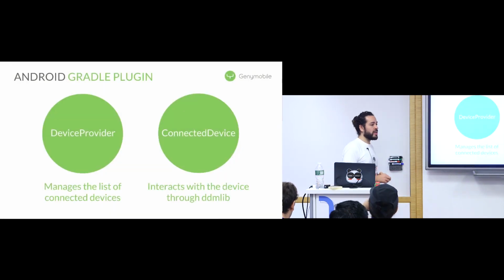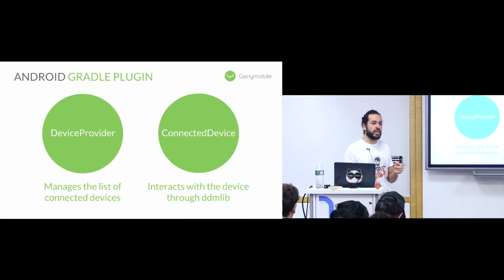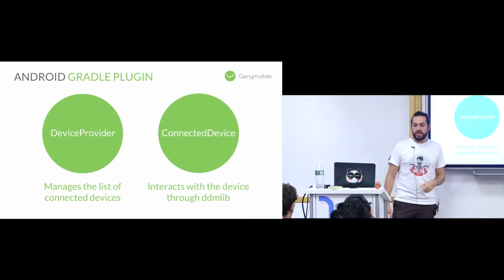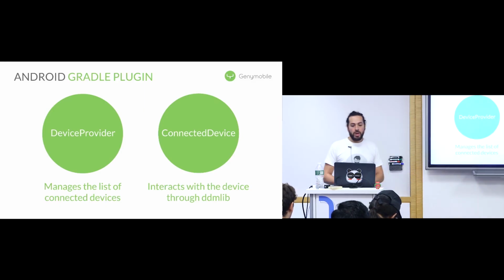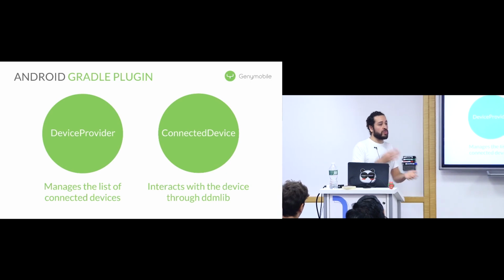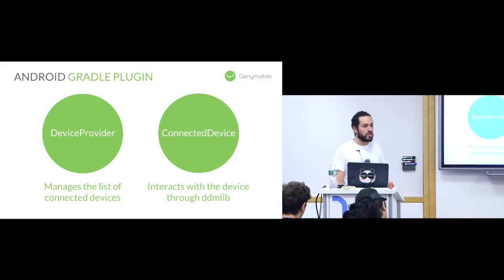Okay, and a few classes that you should try to play with in your project. There are private APIs, so be careful. They can change. It's changed, I've seen that. The one is DeviceProvider, and the other one is ConnectedDevice. DeviceProvider is used to select the connected device that the Gradle plugin could use, and ConnectedDevice helps to interact with a device. So if you want to install, you will use a method in ConnectedDevice. So you should try to dive in if you have a few needs on your build system, for example.